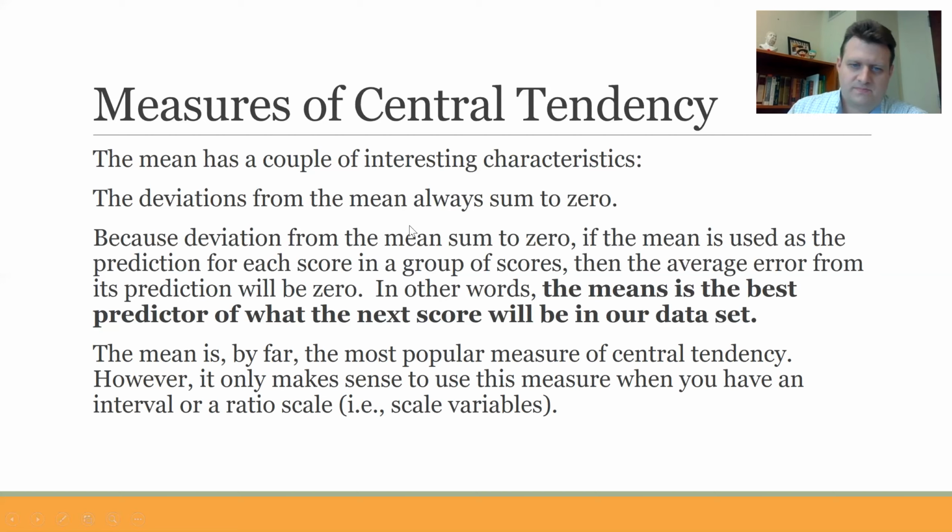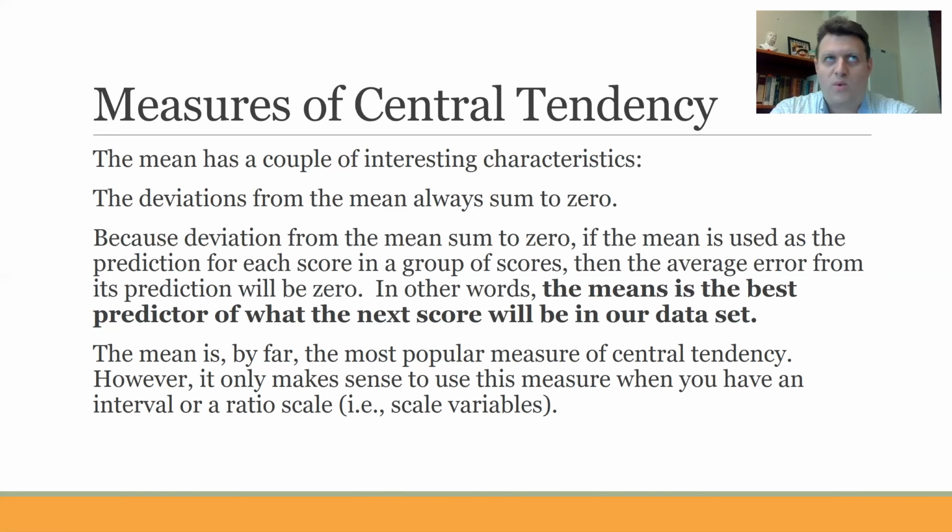Okay. The mean is by far the most prevalent, popular measure of central tendency, as I mentioned before, and it is very useful when we have a scale variable. And what I mean by scale variable, again, is if we have a ratio or interval scale of measurement. Means make sense if we have an interval or ratio scale of measurement. If we have a nominal scale of measurement, it doesn't make much sense.